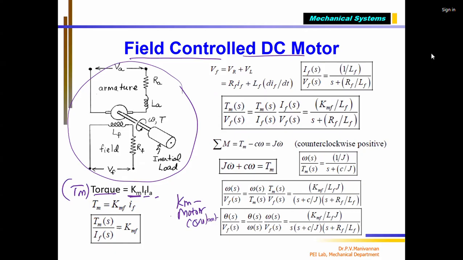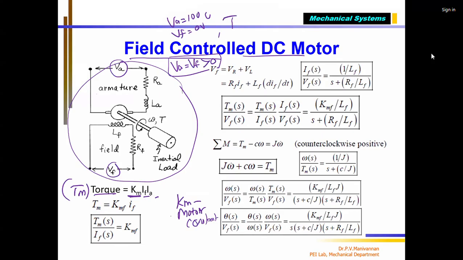So now the motor has two coils. If I vary VF or VA, please note that VA and VF should be greater than 0. Then only the motor will work. Both should be greater than 0. For example, VA equal to 100 volts and VF equal to 0 volts. You give that. What will happen?